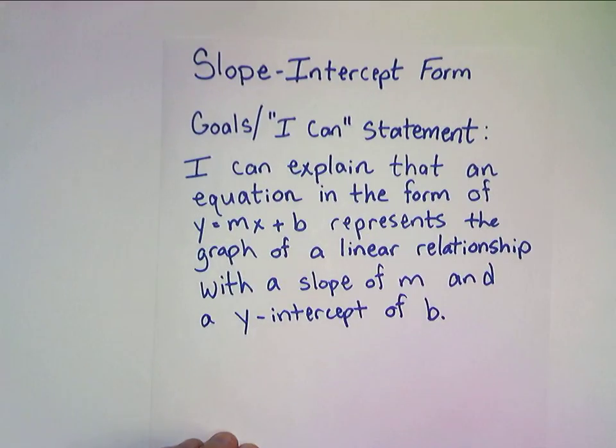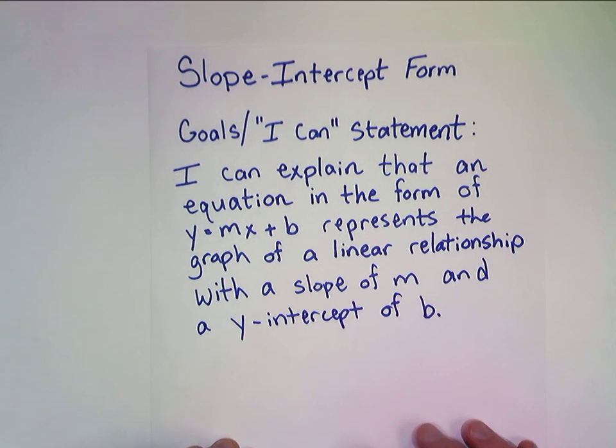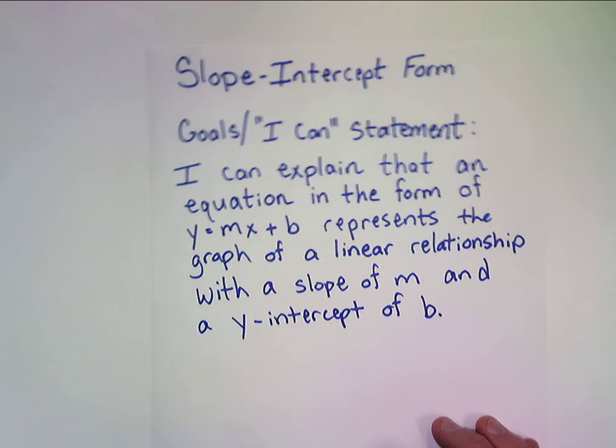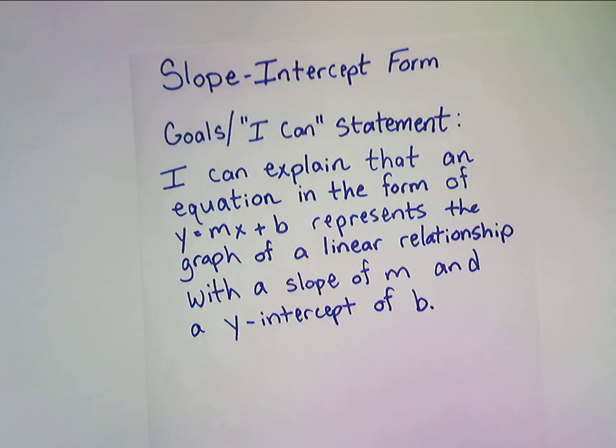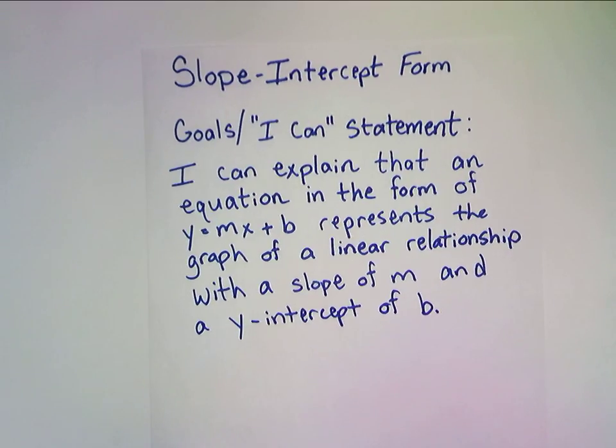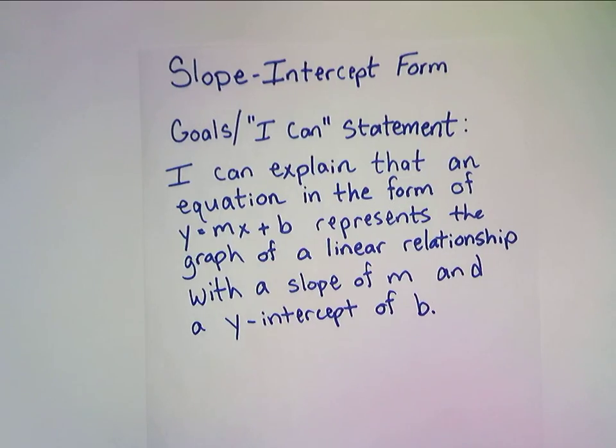Today's seminar is going to focus on slope-intercept form. So the goal of our lesson, or our I can statement, is: I can explain that an equation in the form of y equals mx plus b represents the graph of a linear relationship with a slope of m and a y-intercept of b. At this time, if you could pause the video here and go ahead and write this goal in your notebook, as well as the title of the lesson.